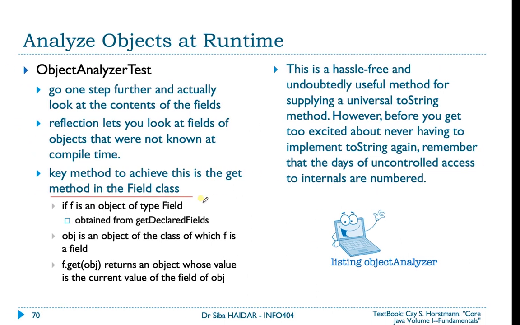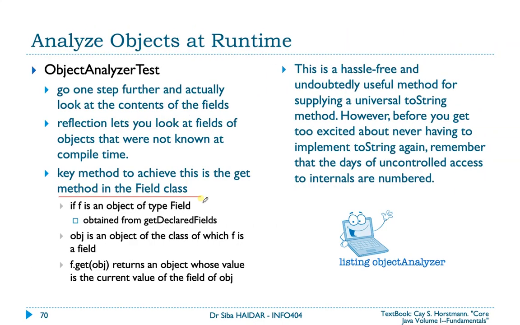The key method to achieve this is the get method in the Field class. So inside the class Field, there is a method to get this field. It is called getDeclaredField. And if f is an object of type Field, and obj is the object of the class of which f is a field, then you can say f.get(obj), which will return an object whose value is the current value of the field of obj. As simply as that. obj is the object and f is the field, and then you get the value of this field inside this object.